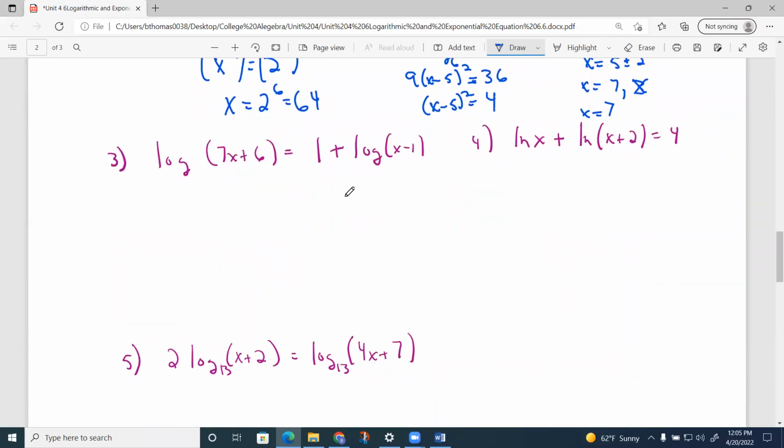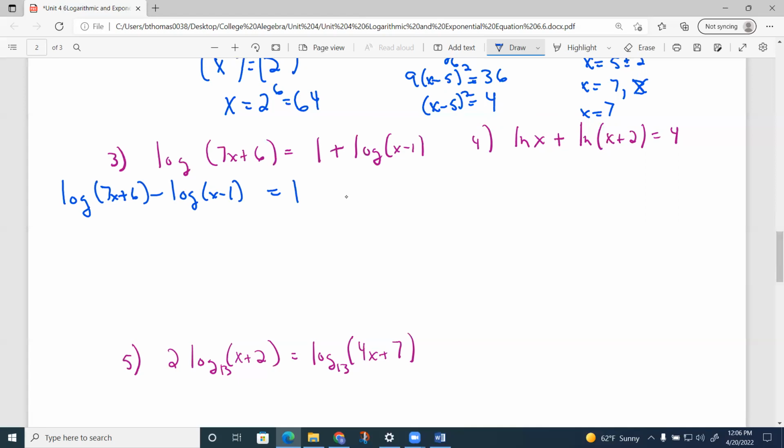So this one right here, what I could do is move this log to the other side since they're the same bases. So this becomes, I'm going to give myself some room again, the log of... I also need to do a domain restriction, so let me do that as well. This is going to become the log of 7x plus 6 minus the log of x minus 1 is going to equal 1. So I could get the logs on the same side of the equation.